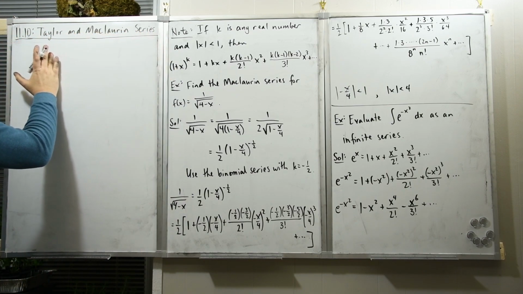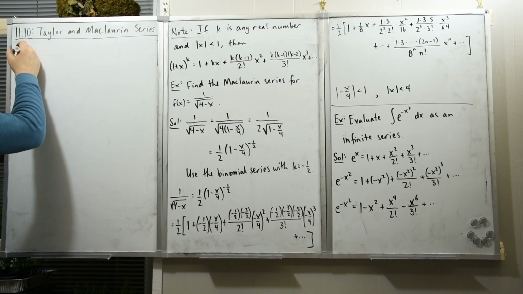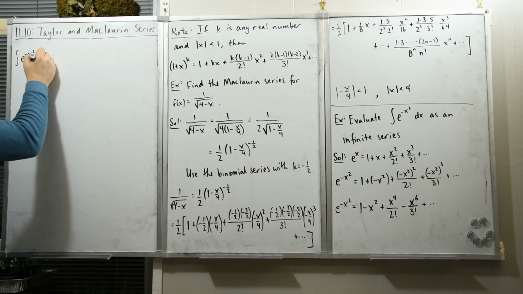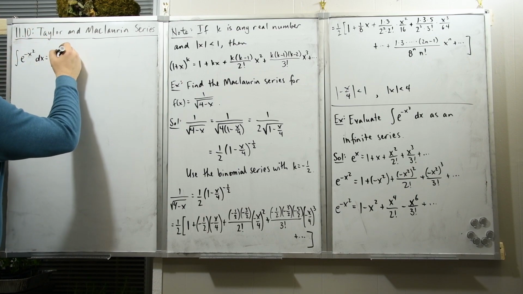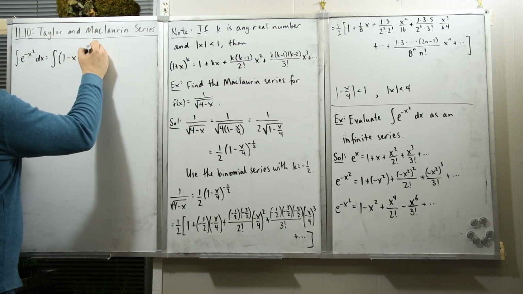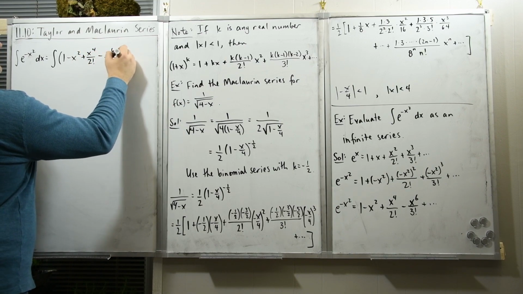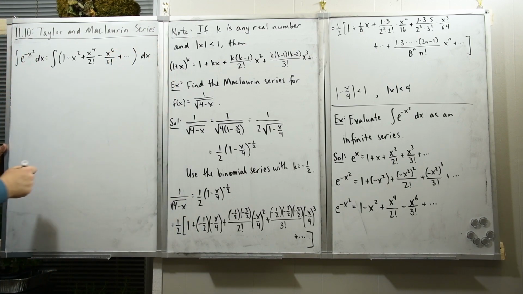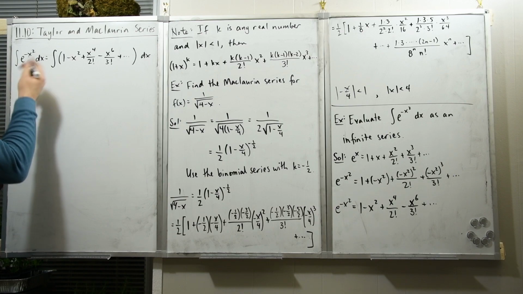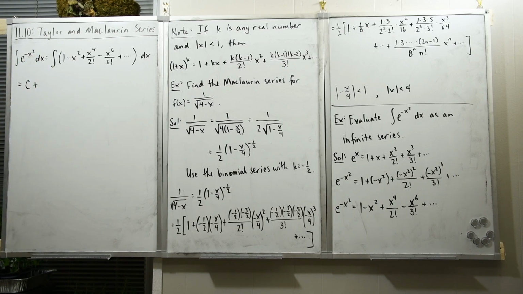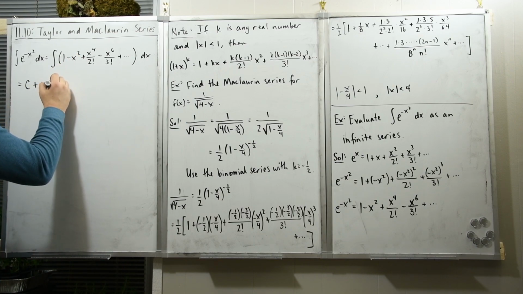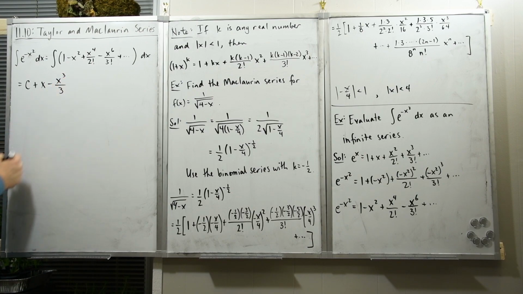And so, what we get is the integral of e to the negative x squared dx is going to be the same thing as the integral of 1 minus x squared plus x to the 4th over 2 factorial minus x to the 6th over 3 factorial, and so forth. And so our goal is really just to go term by term with this. We'll have our arbitrary constant, and then we'll add. When we integrate the 1, we get x. Integrate the negative x squared, we get a negative x cubed over 3.